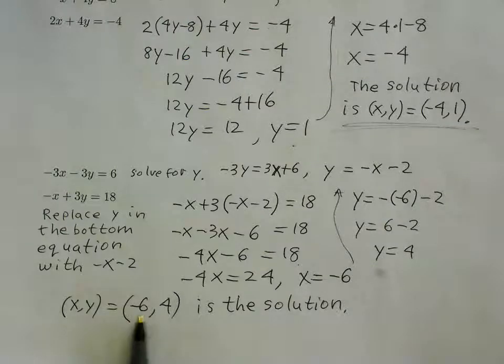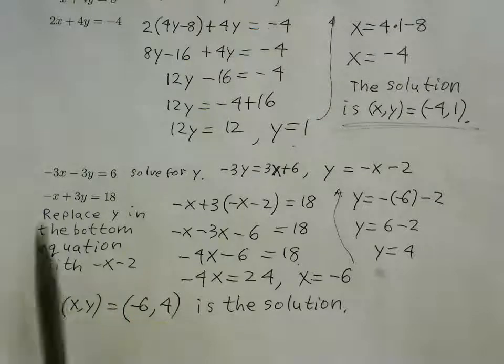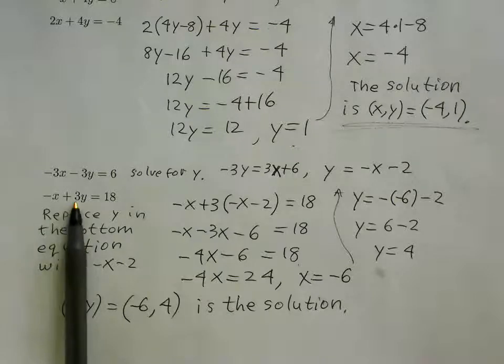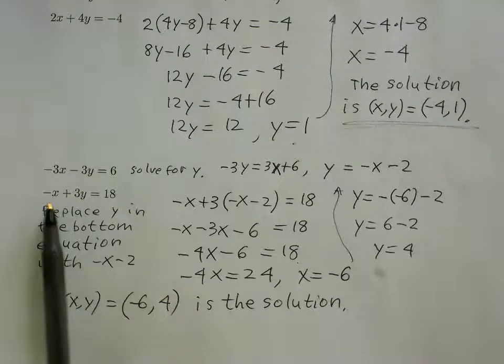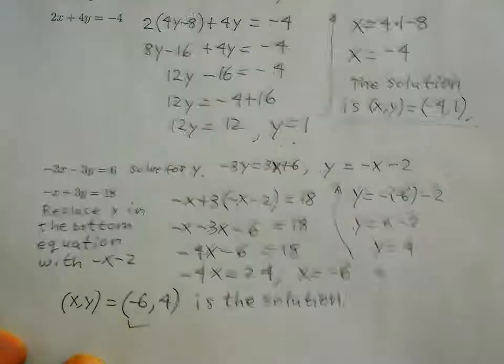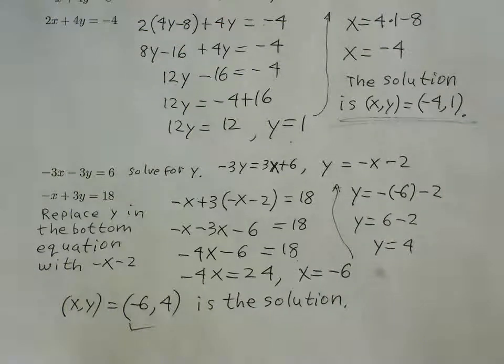And while we're at it, we might as well check that negative 6, 4 is a point on the bottom line. Replace x with negative 6, so the negative of negative 6 is 6. And then plus 3 times 4 is 12, so 6 plus 12 equals 18. So everything checks out. We verified that negative 6, 4 is a solution to the system.